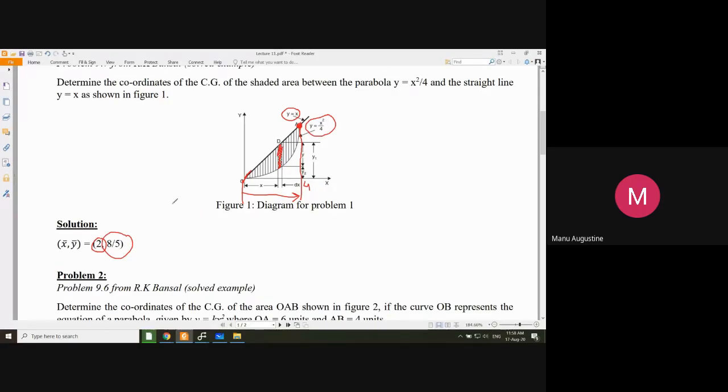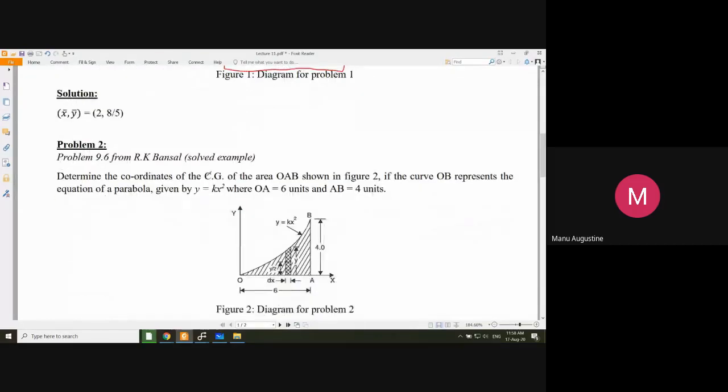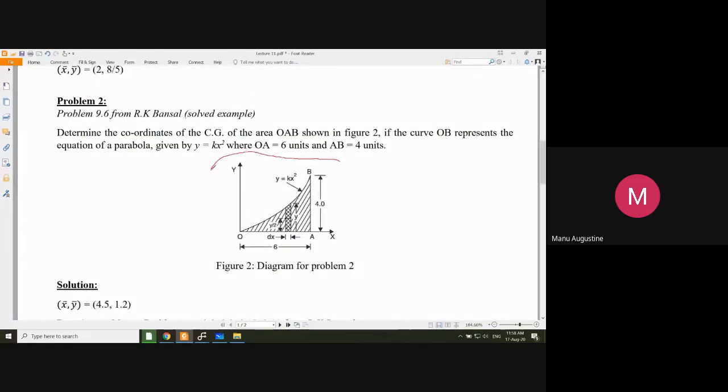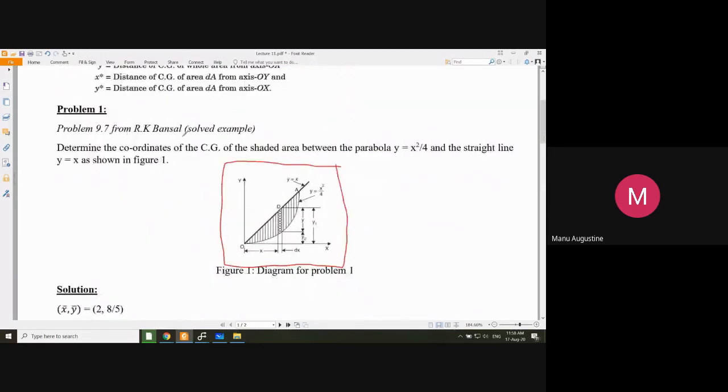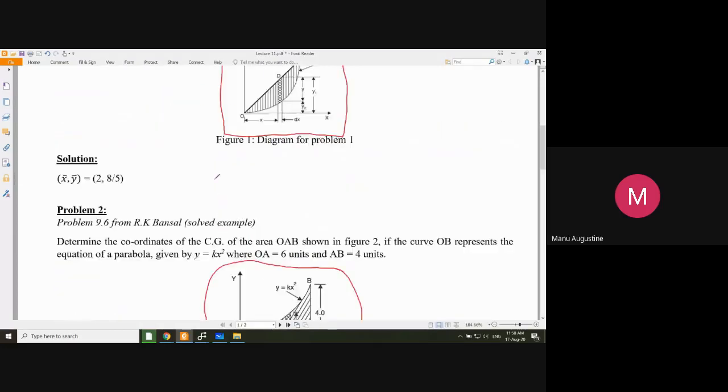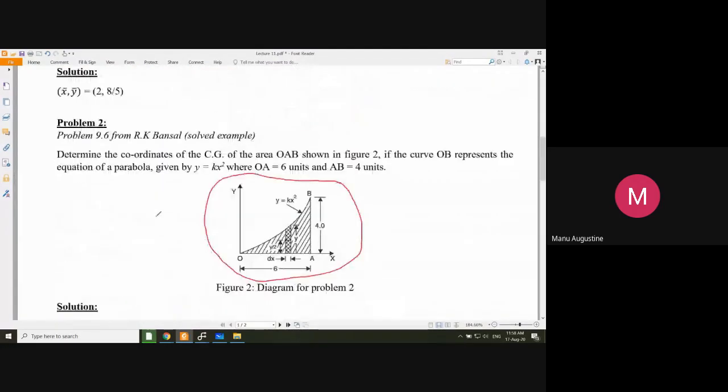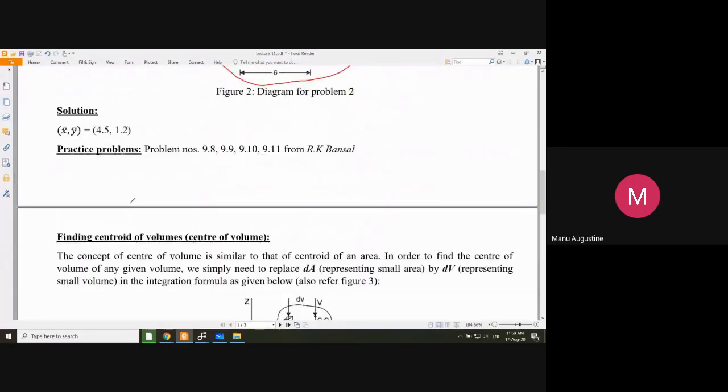I hope you have understood how we calculated the centroid for a complicated figure like this using the concept of integration. This question is again left for you to solve, and I have taken all the questions as solved problems. If you want to refer, you already have the RK Bansal book, and this is a solved example. Go to problem 9.7. You will find the complete solution there. But I have explained how it is done. The concept was explained. Similarly, for this question, problem number 9.6 from Archibald.